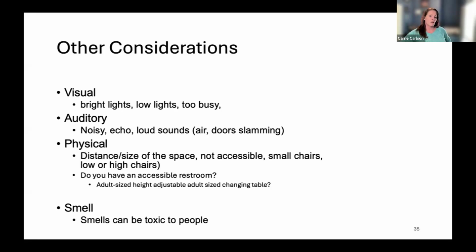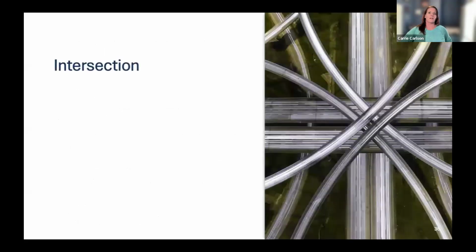And smells, I did not know this until working at the coalition, that some smells can be toxic for people, right? So you want to avoid perfumes and plugins and things like that. Okay, so I'm going to get through this by then. I'm determined. So the intersection, right? On this right-hand side, there are lines that are intersecting and going different ways to represent that intersection.